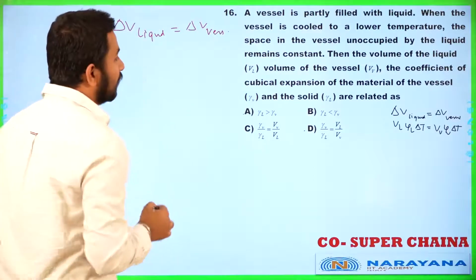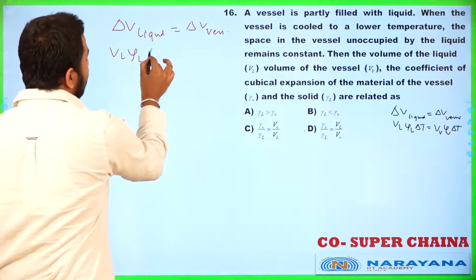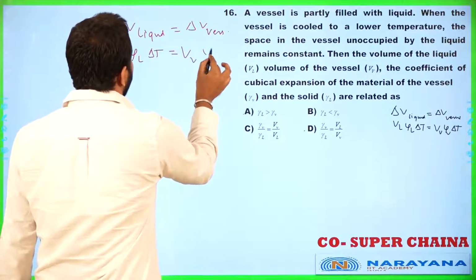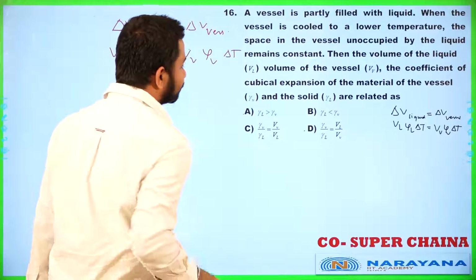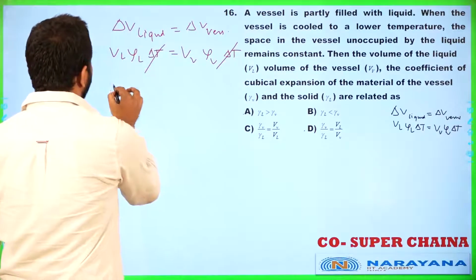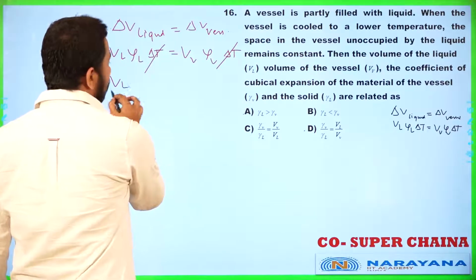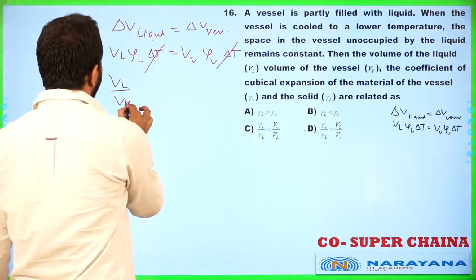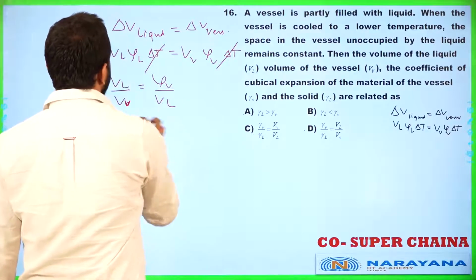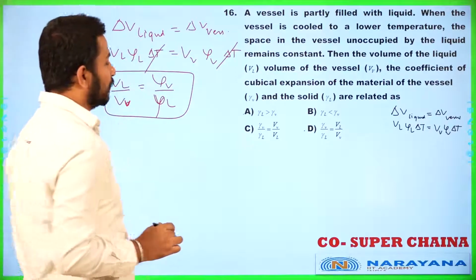Okay, and delta V of the liquid we can write as V_L gamma_L delta T, and delta V of the vessel we can write as V_vessel gamma_vessel into delta T, right? Delta T can be cancelled out from each side. So we'll get V_L by V_vessel equals gamma_vessel by gamma_L. This is the option. V_L by V_vessel is equal to gamma_L by gamma_vessel.